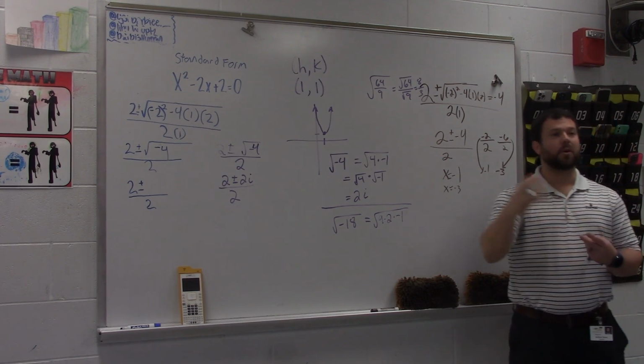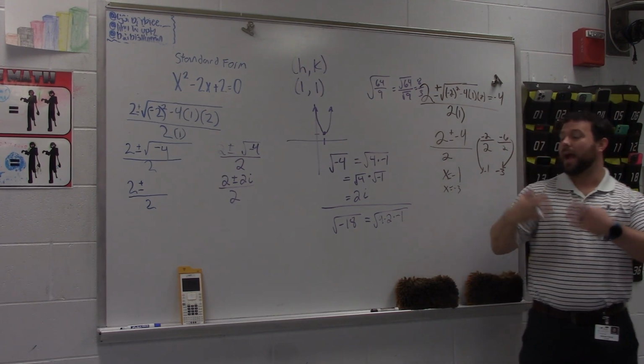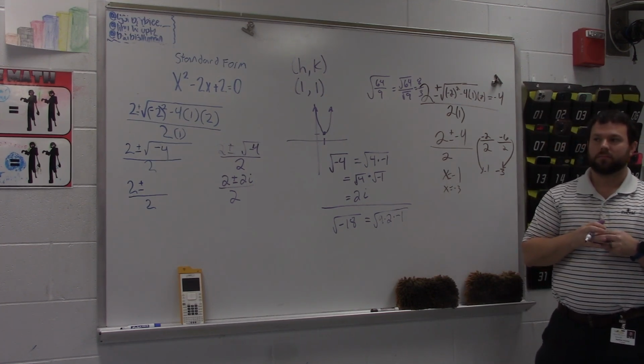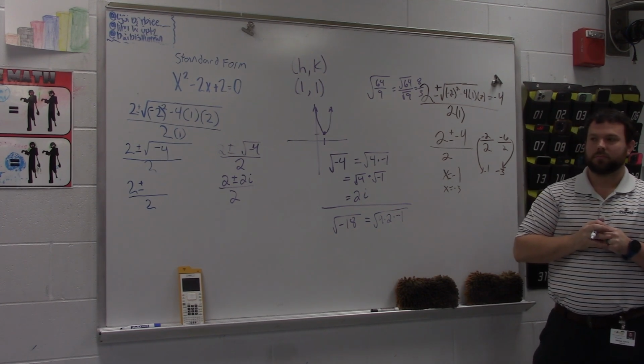I'm going to find every perfect square I can, and now I'm going to take that square root, and how am I going to rewrite it? I don't have a fraction.